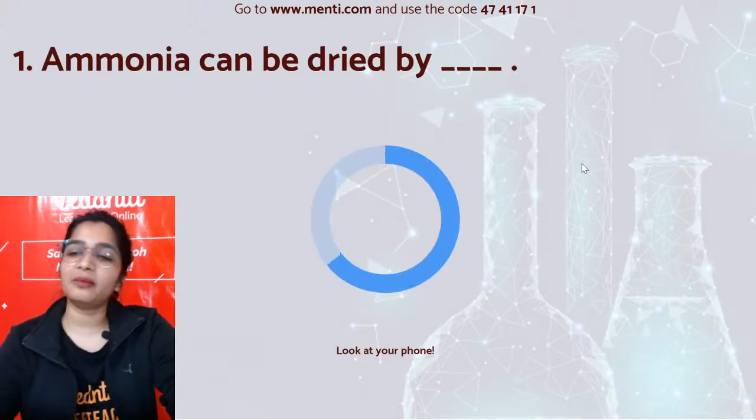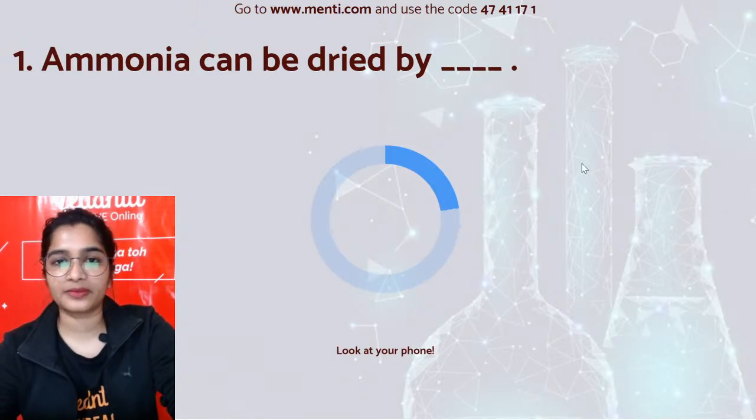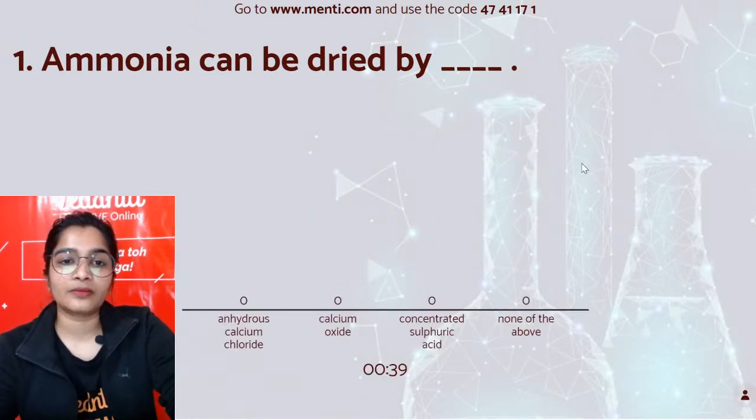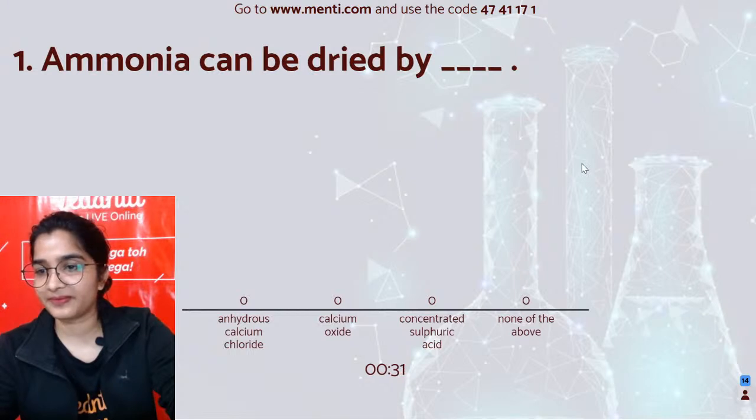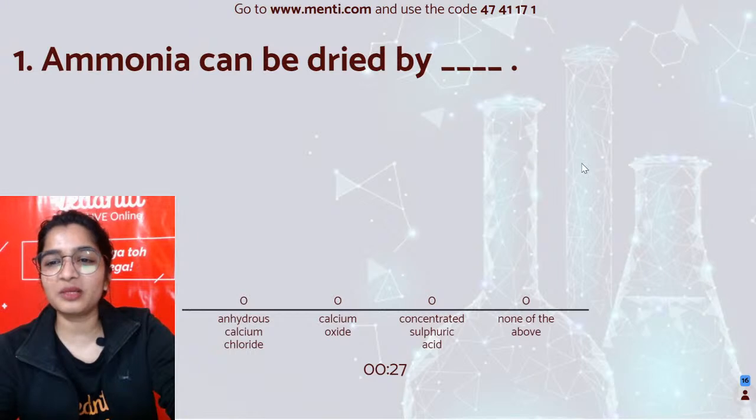Ammonia can be dried by: anhydrous calcium chloride, calcium oxide, concentrated sulfuric acid, none of the above. Ammonia can be dried by. Come on, fast. Last 25 seconds.